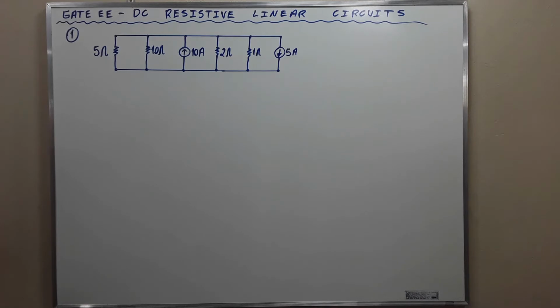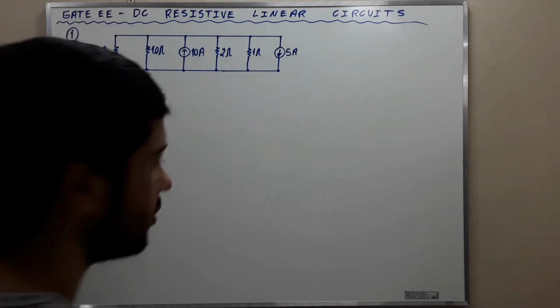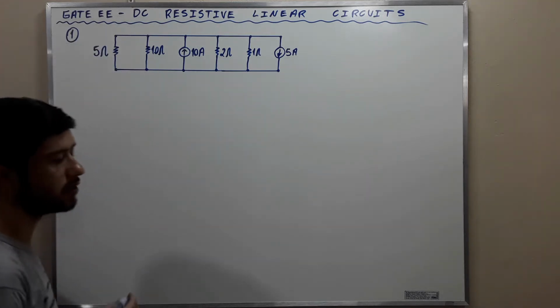For the circuit of the figure, find the voltage across the resistor of 10 ohms and the current passing through it. Okay, my friends, let's go to the solution of the first exercise.